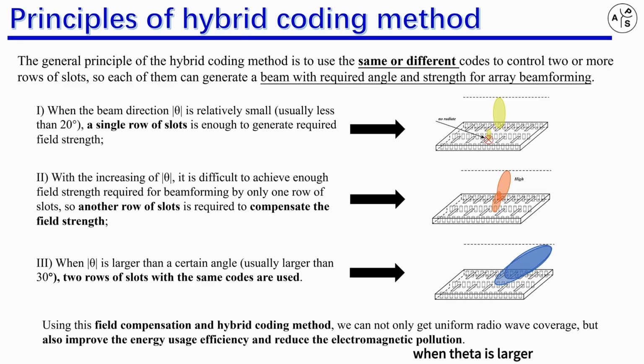When theta is larger than a certain angle, usually larger than 30 degrees, two rows of slots with the same codes are used. Using this field compensation and hybrid coding method, we can not only get uniform radio wave coverage, but also improve the energy usage efficiency and reduce the electromagnetic pollution.